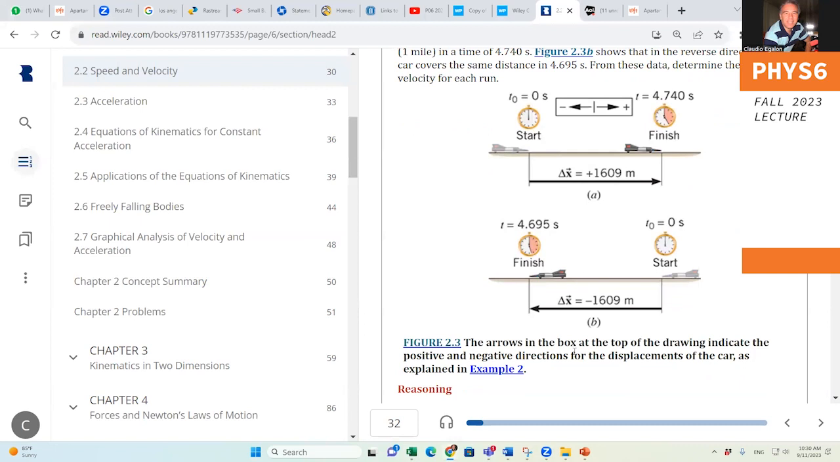And the arrows in the box at the top. And this one here was slightly less, right? 4.695. Most likely that's because this guy was moving with the wind. Most likely the wind was blowing from the right to the left, and he managed to do the same distance in a shorter amount of time. But because we have a negative value here, your velocity is going to be negative as well. So let's do that. 4.695.